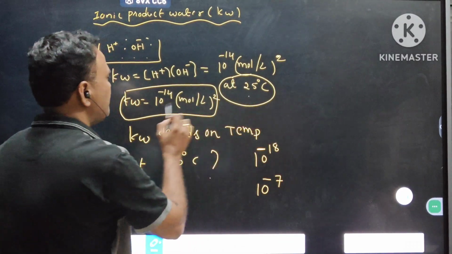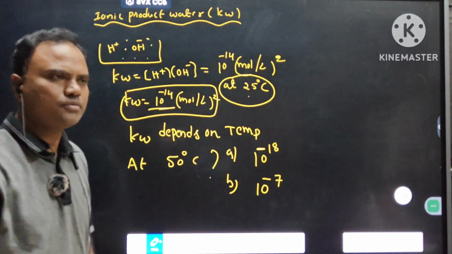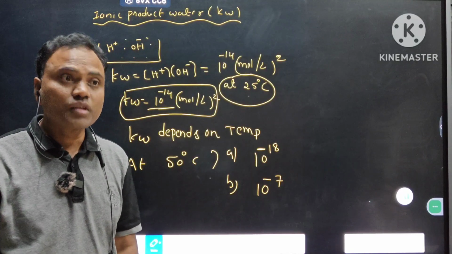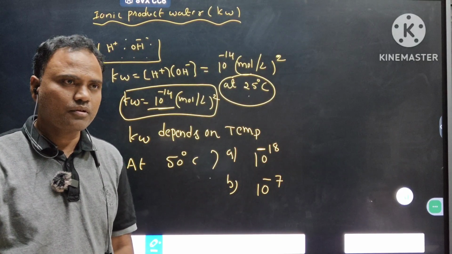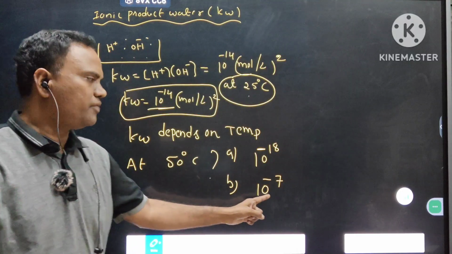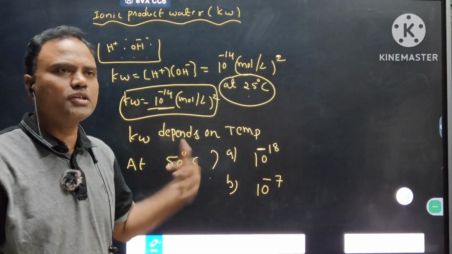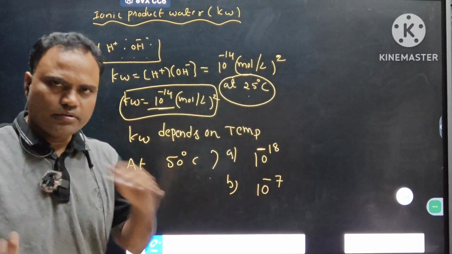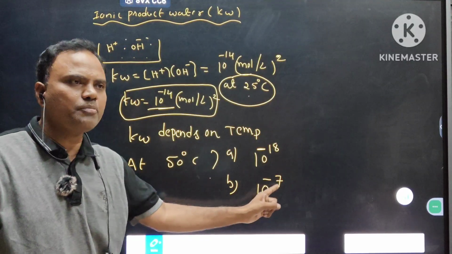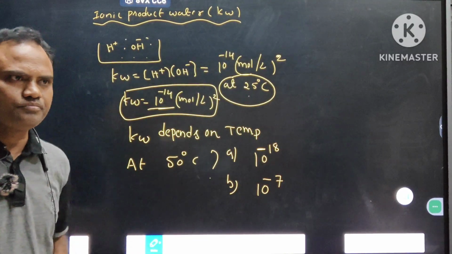At 25, this will be the value, A and B. At 50 degrees, what is the answer? A or B? B is the answer. B value is more than 10 power minus 14. As temperature increases, Kw increases. You increase the temperature, so 10 power minus 7 is greater than 10 power minus 14. Clear?